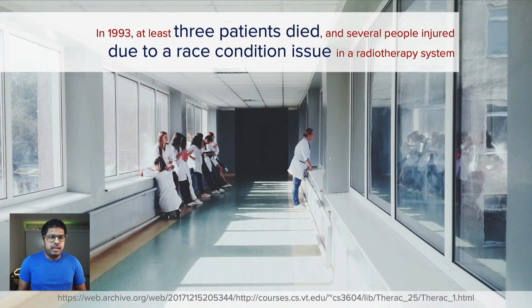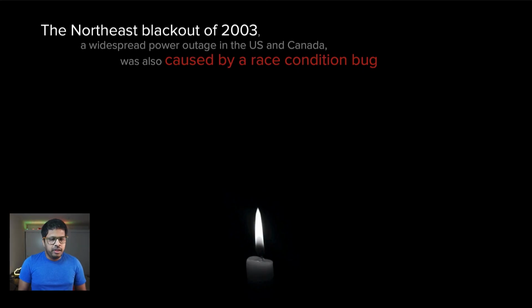In 1993, at least 3 patients died and several people were injured due to a race condition issue in a radiotherapy system. The Northeast blackout of 2003, which was a widespread power outage in the US and Canada, was also caused by a race condition bug.